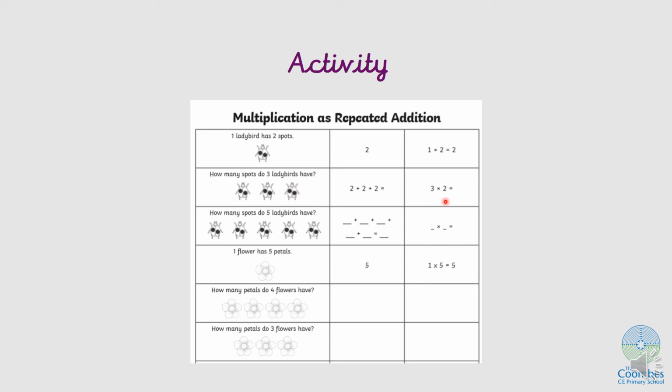What would the answer be for the first one? Let's count them in twos. 2, 4, 6. 3 groups of 2 equals 6. And then you would write the 6 here, and also here, because 2 add 2 add 2 is 6. Have a go and see how you get on.